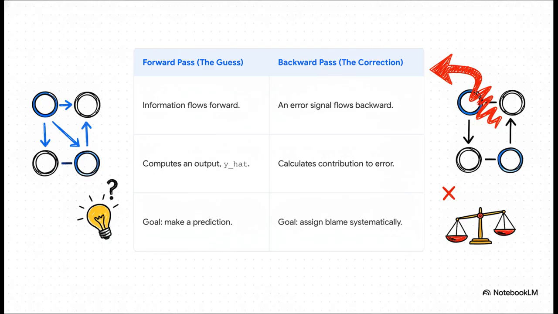Now, what's so cool about this is the contrast between these two phases. The forward pass, that's all about making a prediction, right? Information goes in one end, and an answer, this y-hat, comes out the other. But the backward pass is the complete opposite. It starts with the final screw-up, the error, and it sends a blame signal backward to figure out exactly which connections were most responsible for that mistake.